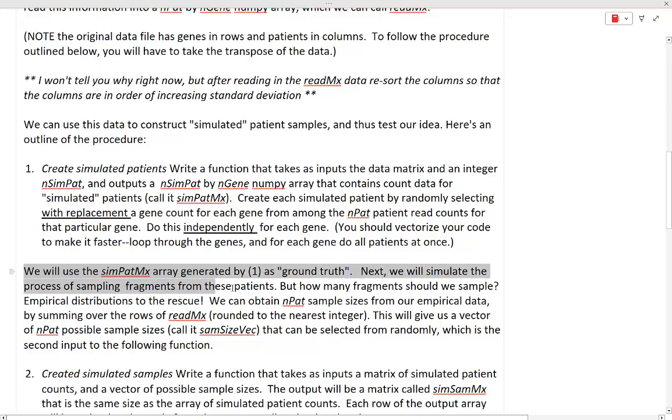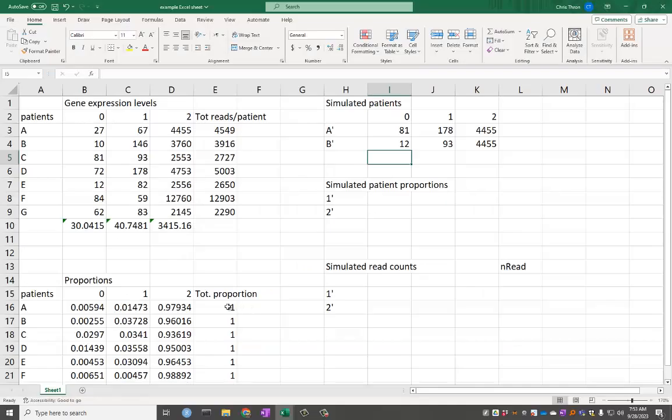Next, we will simulate the process of sampling fragments from these patients. But how many fragments should we sample? Empirical distributions to the rescue. We have some empirical data, and we know from that data what typical sample sizes are. So we can obtain npat sample sizes from our empirical data by summing over the rows of read matrix, rounded to the nearest integer. So that's these total reads per patient here.